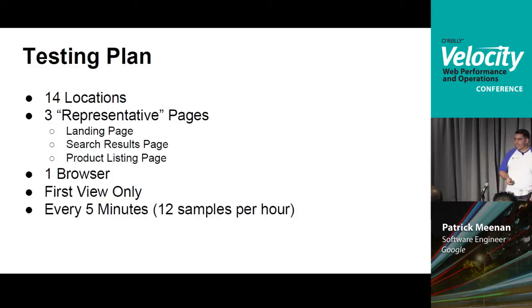So we come up with a testing plan. We're going to test from 14 different locations globally. We want to be able to see what the performance is from where our users are. And testing's expensive. We've got a couple million products in the inventory. We can't test all of them. We're going to pick 3 representative pages. That's kind of typically what you do.